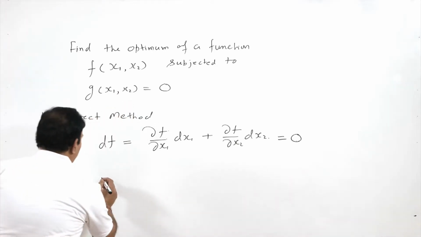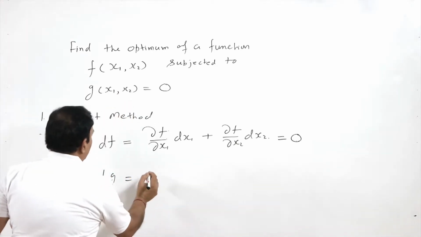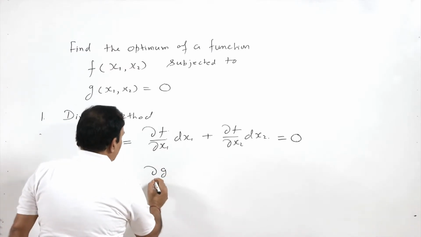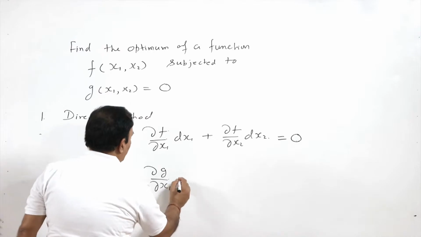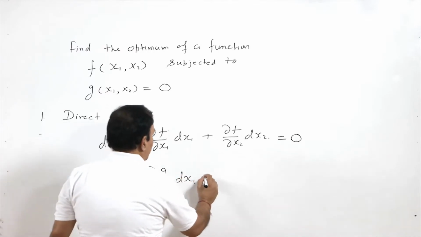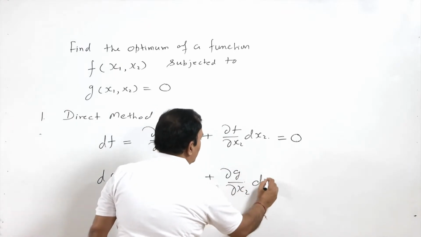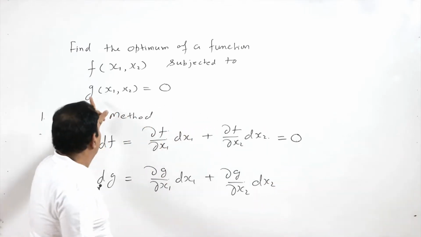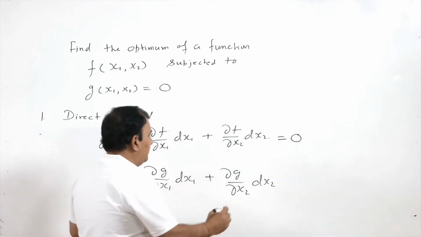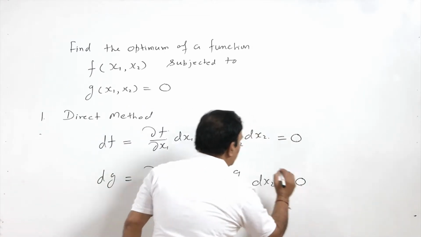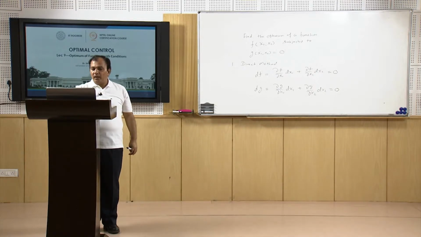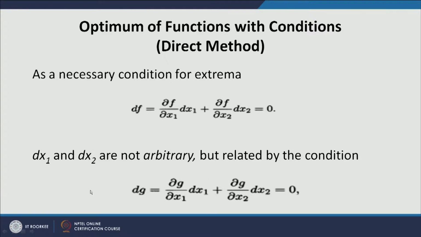So, if I write dg, which will be del g by del x1 dx1 plus del g by del x2 dx2, as g is already 0, dg will also be 0. So, what we can say is dx1 and dx2 are not arbitrary in this case, but they are related by the relation dg equal to del g by del x1 dx1 plus del g by del x2 dx2, that is equal to 0.